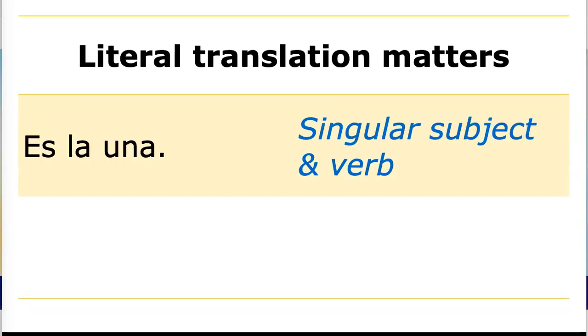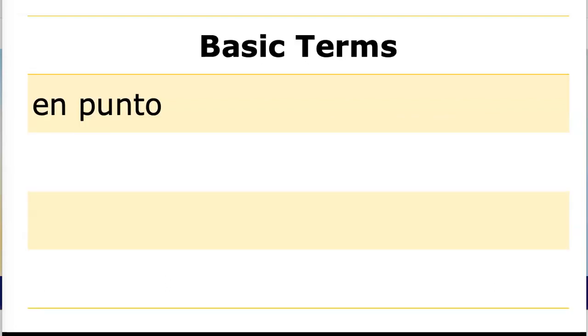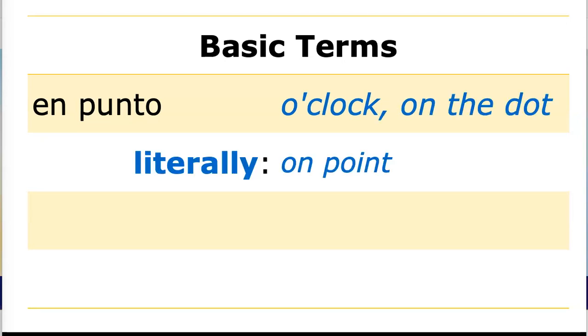So, es la una, we have a singular subject and a singular verb. Son las dos, plural subject, horas, and plural verb, son. More basic terms, en punto. What does that mean? O'clock or on the dot. Literally, it means on point. A punto is a point.